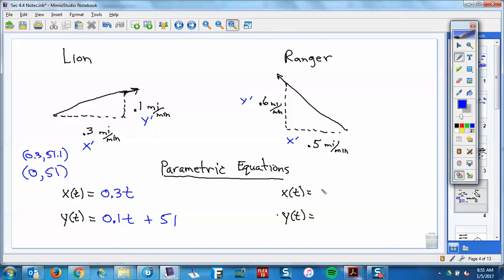And then what was the ranger? That was 100 minus 0.5t, and that's because he was going backwards.